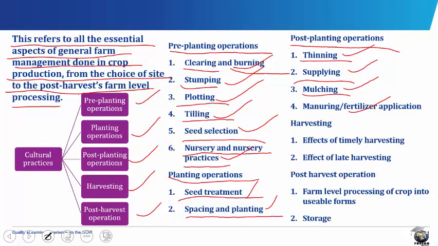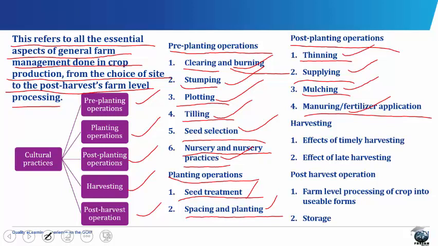Mulching is the practice of covering the soil surface with grass, crop residues, sawdust, straws, or ground corn cobs. Mulching helps to prevent growth of weeds. It helps to regulate soil temperature, it helps to conserve soil moisture, and it helps to add organic matter to the soil.